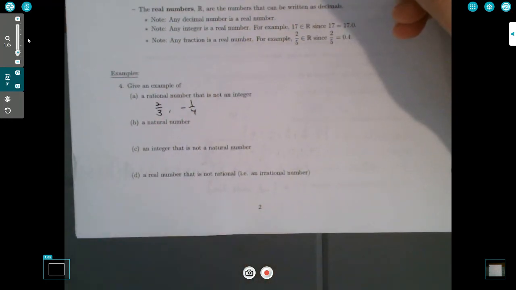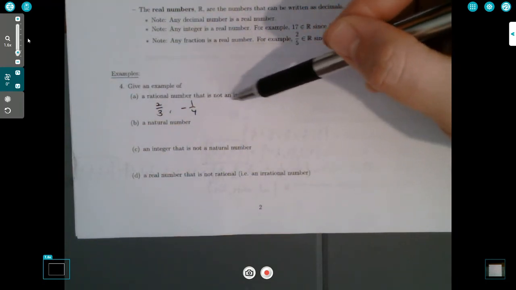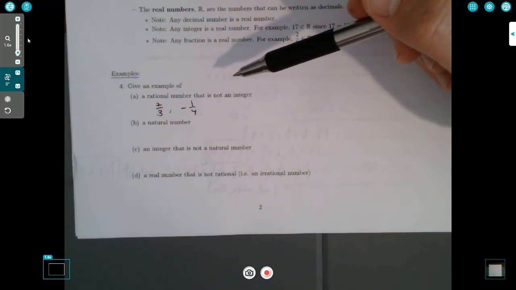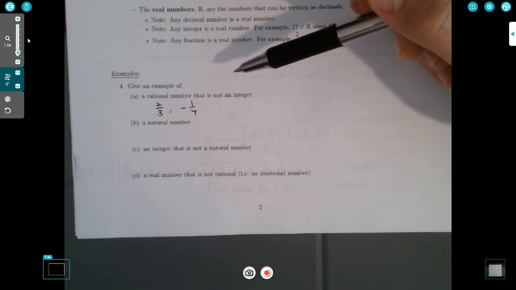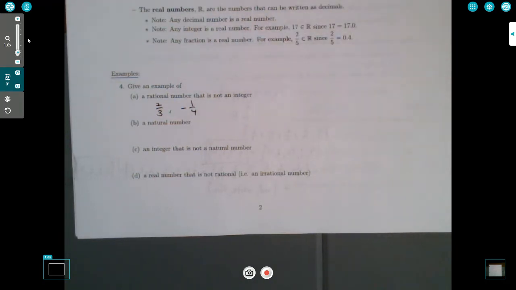But something that would not be a good example would be like 7, because 7 is rational, but it's also an integer, so it doesn't satisfy this condition. Another bad example would be something that's not a rational number at all, like pi. Pi isn't rational to begin with.